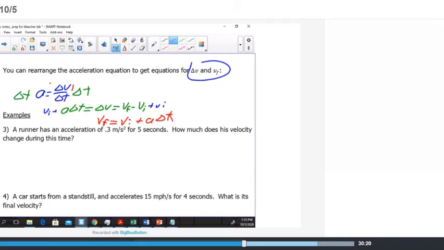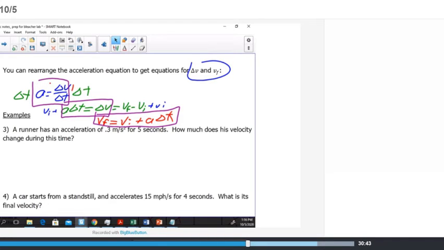All right. So let's do this. Just put a box around the three equations that we have here. Again, these are all the same thing, just written in a different way. Now we can use these to solve some of our problems. Let's go look at problem number 3 here.